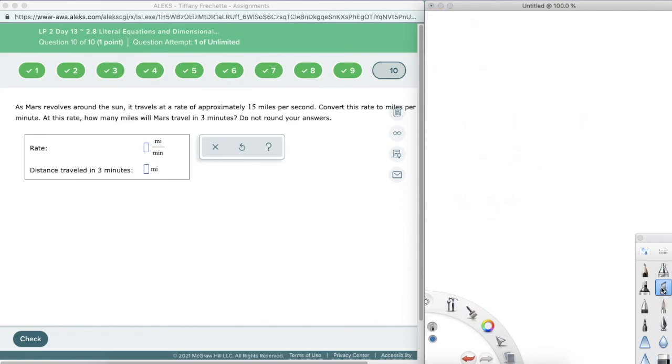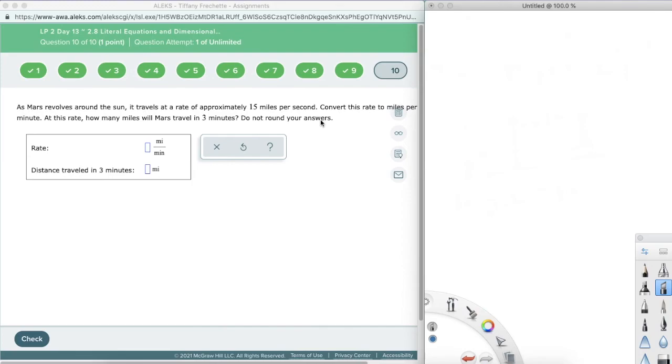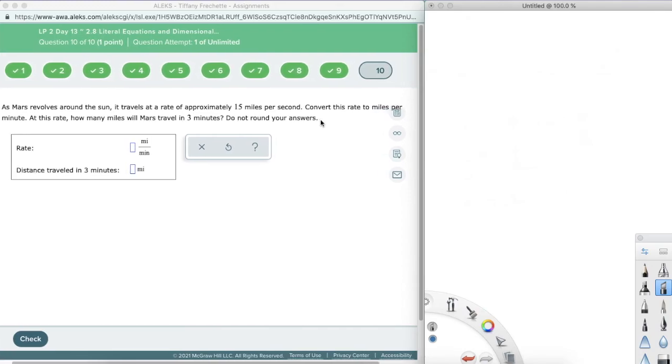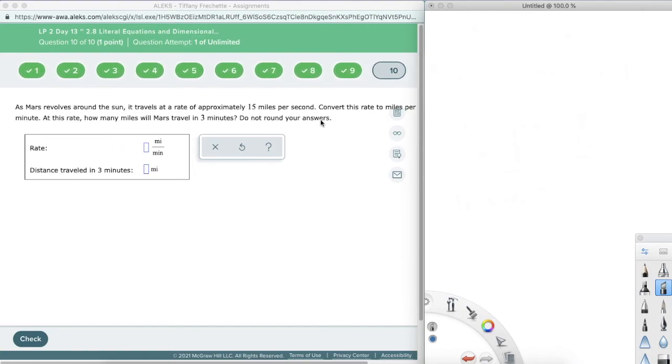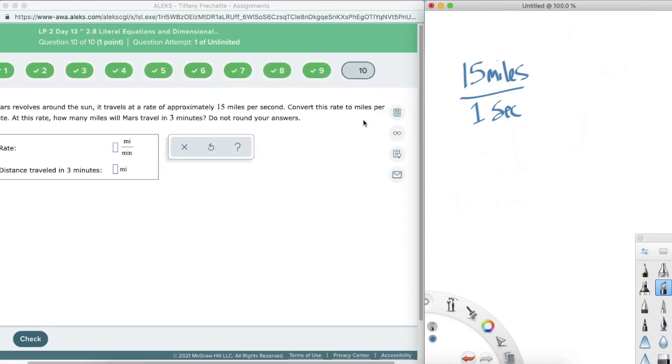All right, so as Mars revolves around the sun, it travels at a rate of approximately 15 miles per second. Convert this rate to miles per minute. At this rate, how many miles will Mars travel in 3 minutes? Do not round your answer. So this one's a little different because now we're dealing with a ratio. So it travels at approximately 15 miles per 1 second. I'm just going to write sec there. And we want to convert this from miles per second to miles per minute.